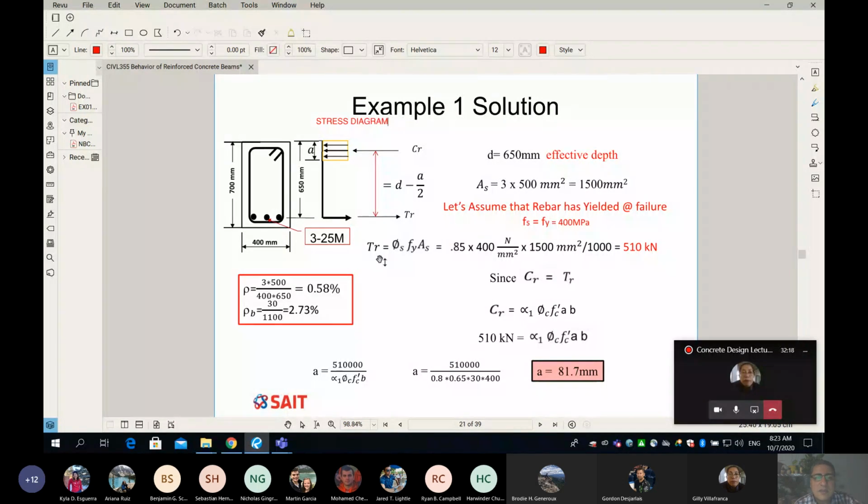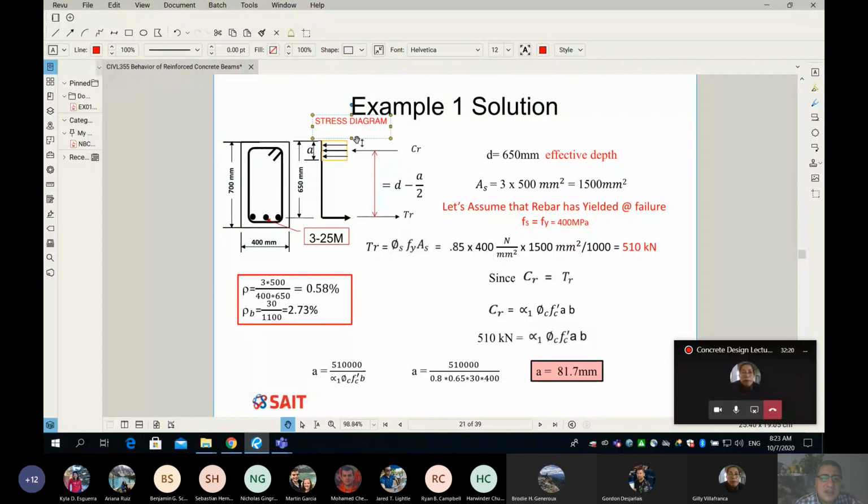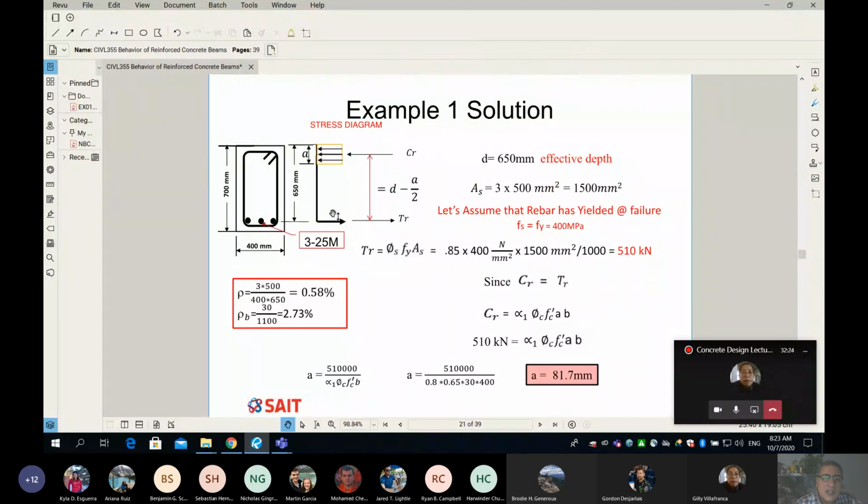The stress diagram means I'm showing the variation of the stress along the cross section in a side view, if you will. At the very bottom, we have some tension force in our rebar. I'm using T sub R to represent the tension force in my rebar. And remember, tension force, not stress. Now on the top part, if you remember the yellow one, I'm going to point an arrow to it.